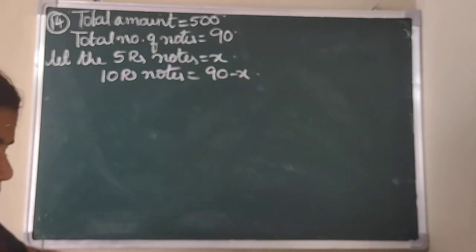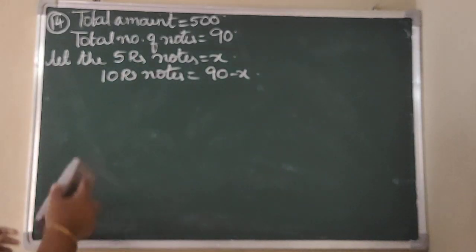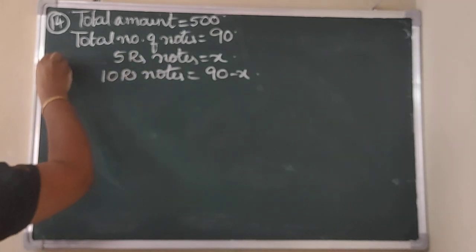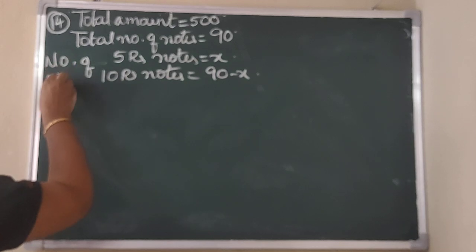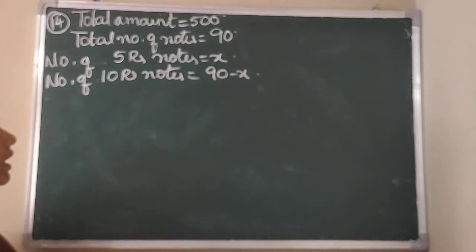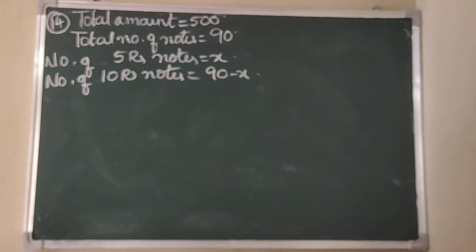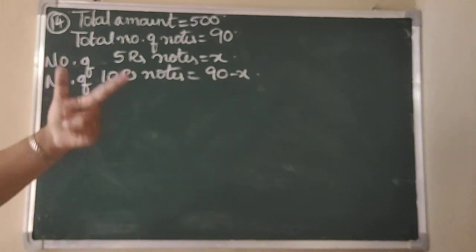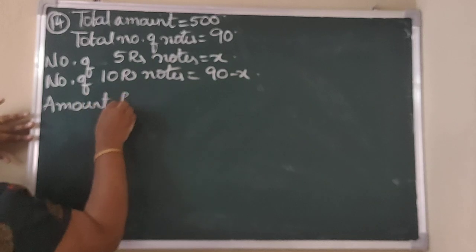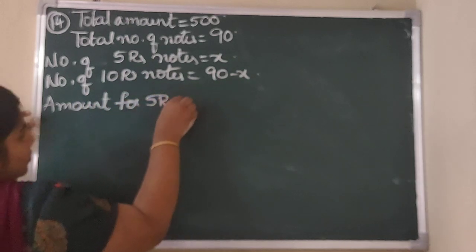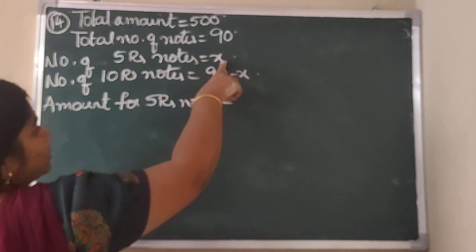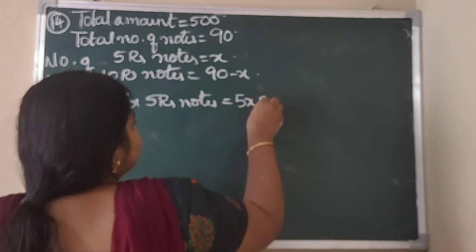Okay, so this is the 5 rupee notes. These are the number of 5 rupee notes, and these are the number of 10 rupee notes. Okay, so 5 rupee notes are x and 10 rupee notes are 90 minus x. Now this value we have to write in the form of amount. So amount for 5 rupee notes, how much will it be? For one note it will be 5 rupees. For x notes that will be equal to 5x rupees.